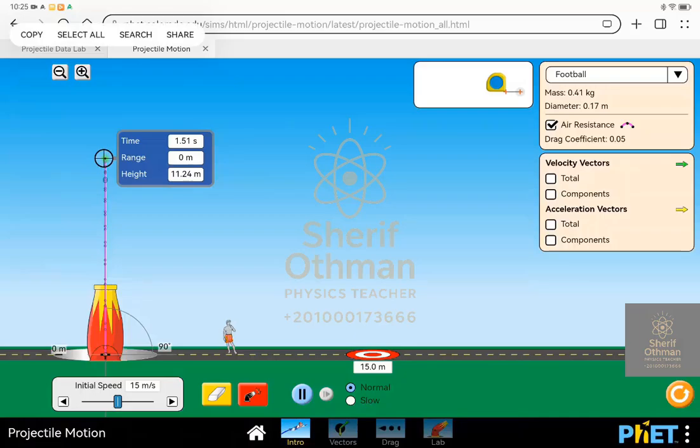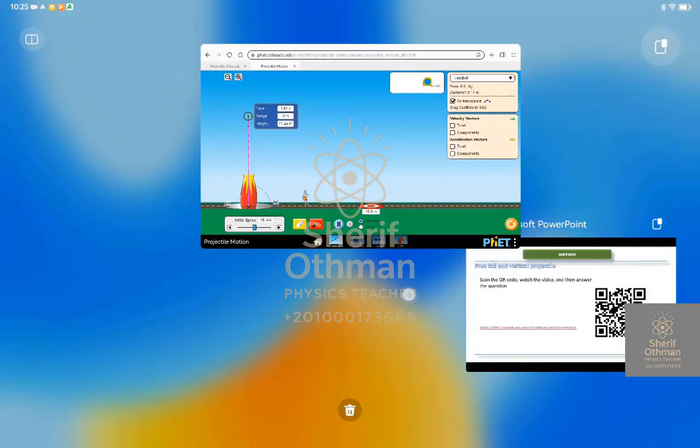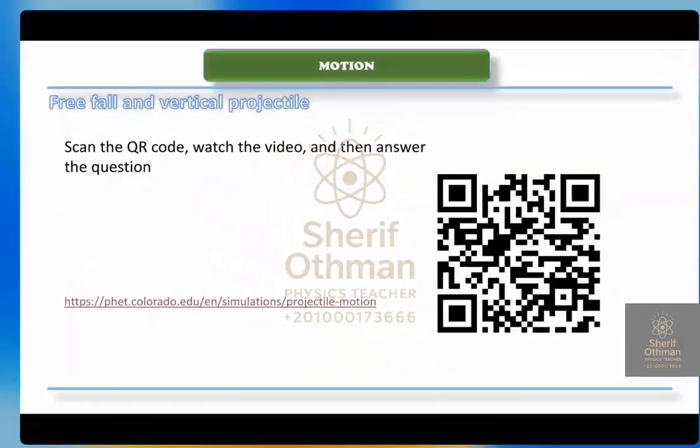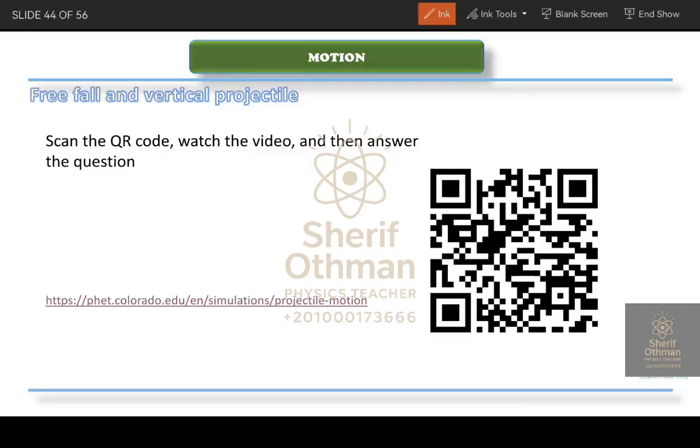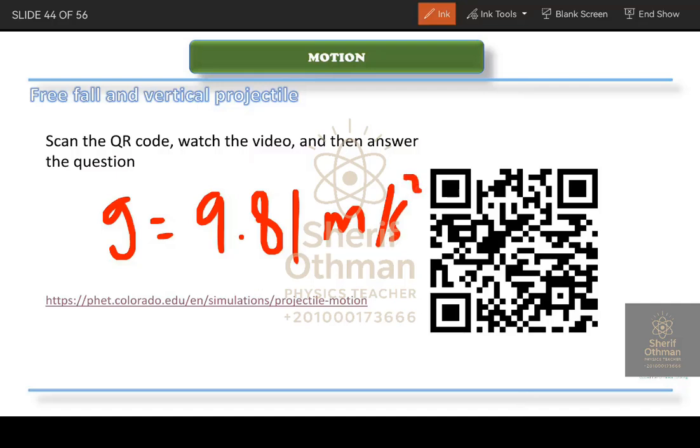So that means, guys, it differs according to the existence of air. When I'm talking about free fall and vertical projectile, that means there is no air resistance. So the object will accelerate by the same ratio. And this acceleration is equal to the acceleration of gravity. The acceleration of gravity has a certain value, which is g equal to 9.81 meters per second squared.